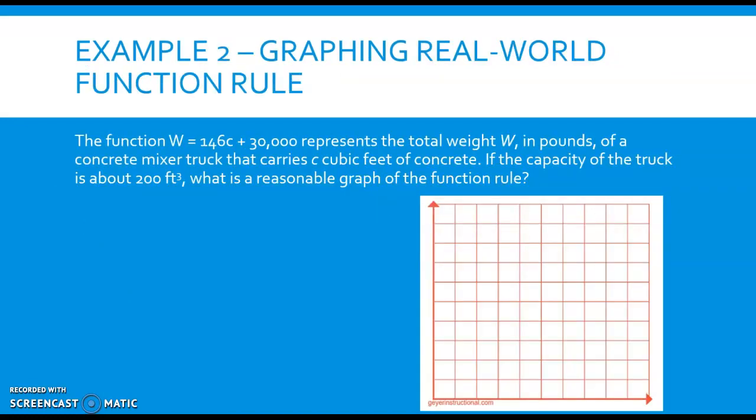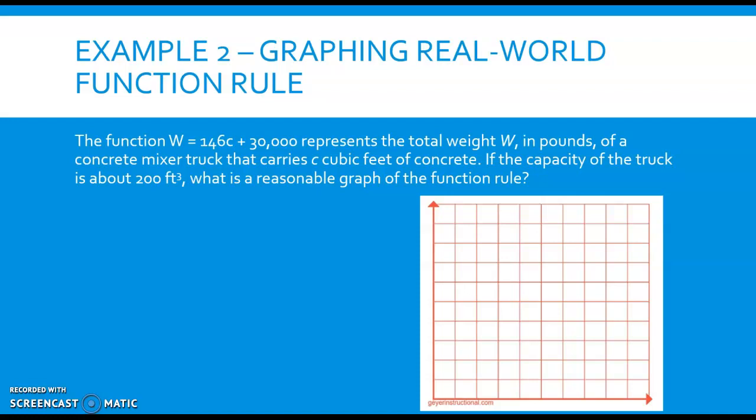All right, so graphing real-world function rules. We have that the function W equals 146C plus 30,000 represents the total weight, W, in pounds of a concrete mixer truck that carries C cubic feet of concrete. If the capacity of the truck is about 200 cubic feet, what is a reasonable graph for this function rule?